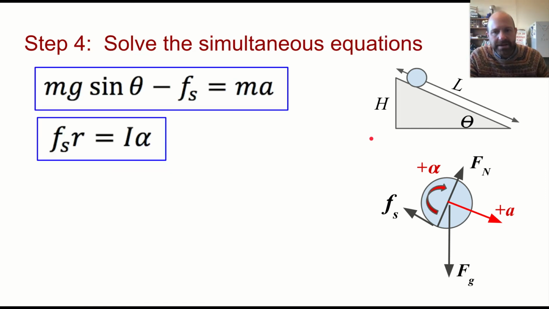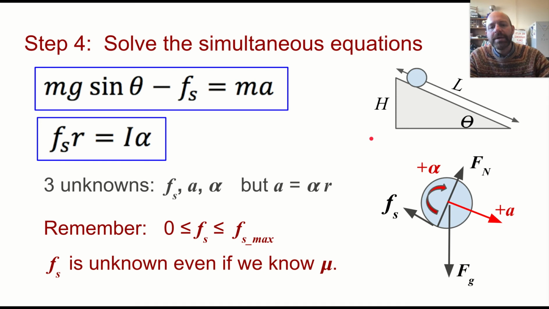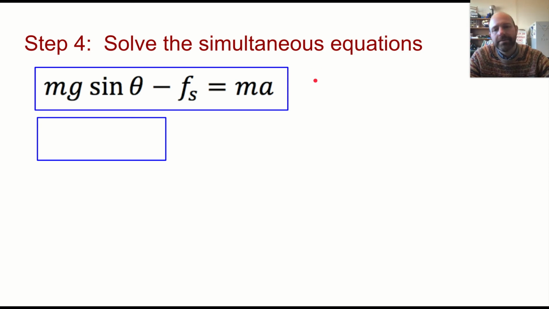So then we want to solve the simultaneous equations. We have three unknowns, but really it ends up being two because we have a third equation that lets us substitute either A or alpha. And then we can think about the static friction. Now, static friction is unknown, even if we happen to know the coefficient, right? The amount of static friction depends on these two equations, not on the normal force and the coefficient, because we don't know that this is max static friction. If we were doing something where we're trying to find it at the max, we might, but that's not what we have here.